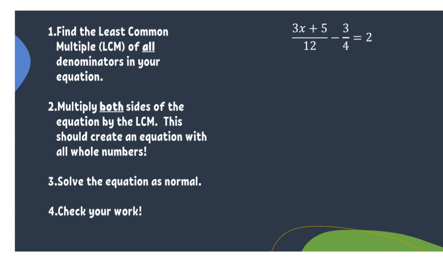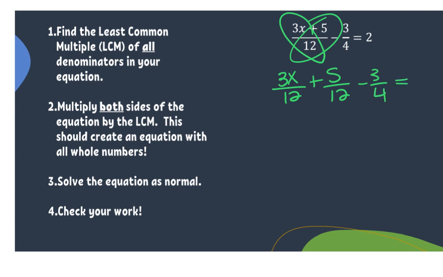Now, we can break that apart, but the important thing to know is both parts of that expression have to be over the denominator. So I like to draw a little heart around the first part of the expression. So we'll have 3x over 12, and then a heart over the second half of the expression, plus 5 over 12. Now we have a new equation to work with. We just took that one fraction and broke it into two pieces.